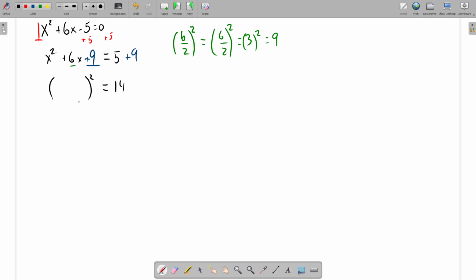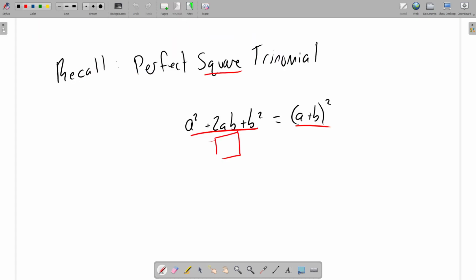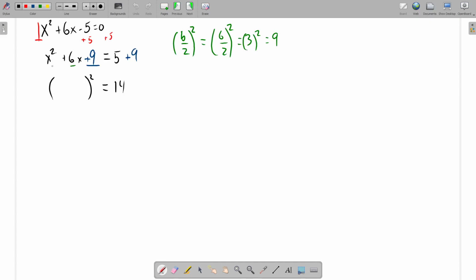So what is my a and my b? Well, I know from the formula (a plus b) squared that the a is the first term and the b is the last term. So looking at this perfect square trinomial, I have an x squared, so my a must be x, and my b squared specifically is 9, so my b must be 3. Alright, (x plus 3) squared is equal to 14.